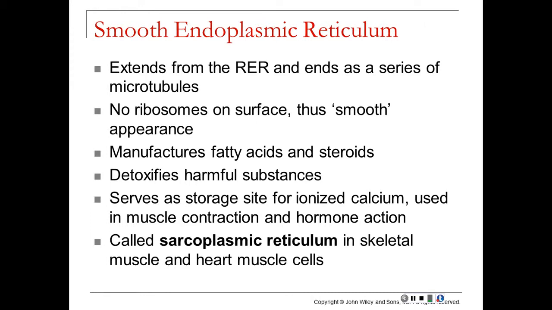Our smooth ER, as I mentioned, extends from the rough ER, and it's in a series of microtubules. There's no ribosomes on its surface, which is why it's called smooth. This is where fatty acids and steroids are manufactured. As I mentioned, it helps to detoxify our cells and our body as a whole.